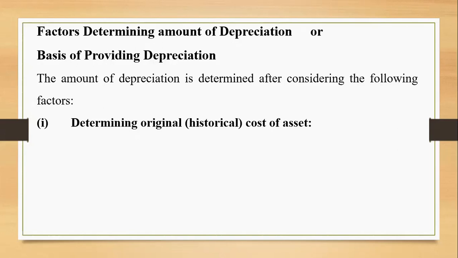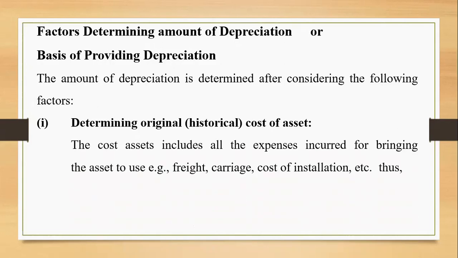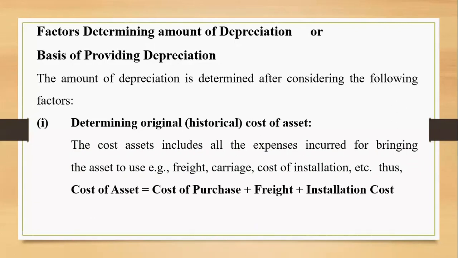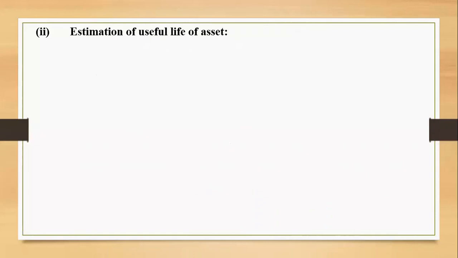If you want to arrive at the amount of depreciation, if you want to calculate that, you need to take care of the cost of an asset. Cost of an asset will include the purchase price, the expenses like freight and all, carriage and all, and the installation charges also. So, cost of an asset is equal to cost of purchase plus the freight charges plus the installation cost. We need to estimate the life of an asset, right?